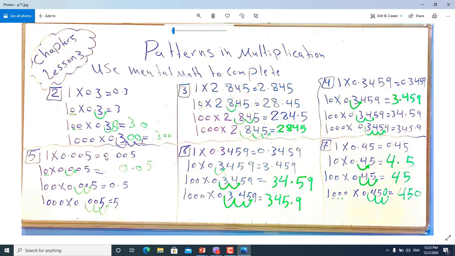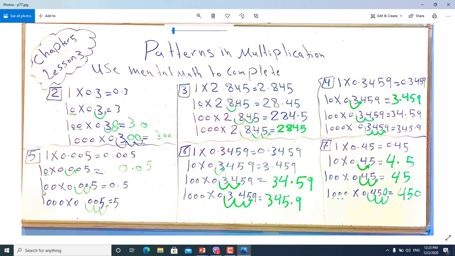From 5, we have 1 times 0.005. So it's the same number, 0.005. After that, we'll multiply by 10. We have one 0. So we move this point one place. It will be between the first 0 and the second 0. So in the whole number we don't need the extra 0, we just write 0.05.